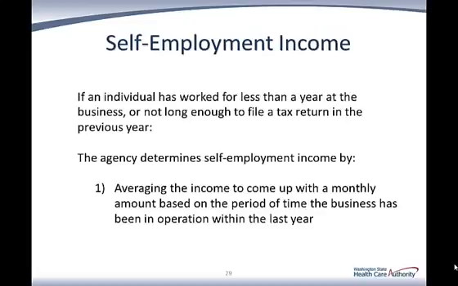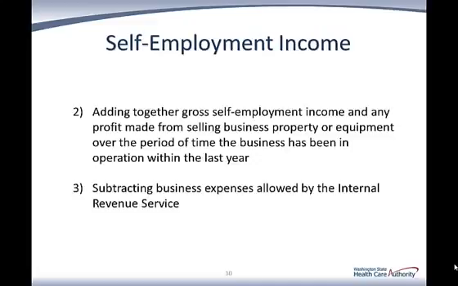If an individual has worked for less than a year at the self-employment business or not long enough to file a tax return in the previous year, the agency determines self-employment income by averaging the income to come up with a monthly amount based on the period of time the business has been in operation within the last year. This is done by adding together gross self-employment income and any profit made from selling business property or equipment over the period of time the business has been in operation within the last year, and subtracting business expenses allowed by the Internal Revenue Service.